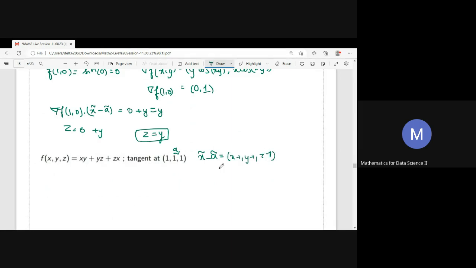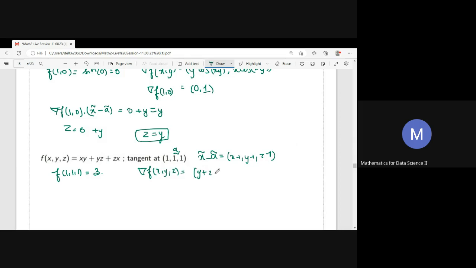What is your x tilde minus a tilde this time? x minus 1, y minus 1, and z minus 1. Right? This is your a tilde. Now, what is f of 1, 1, 1? 3. Right? Now, what is del f of x, y, z?